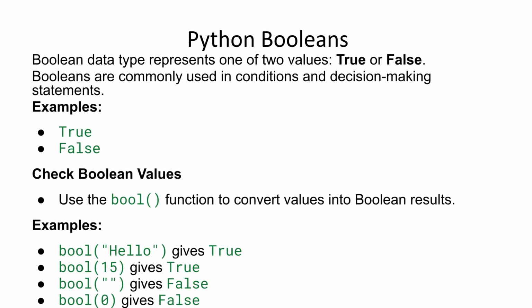Python Booleans represent either true or false, and are used in conditions and decision-making statements. The bool function converts values to Boolean results. Examples show that non-empty strings and non-zero numbers are true, while empty strings and zero are false.